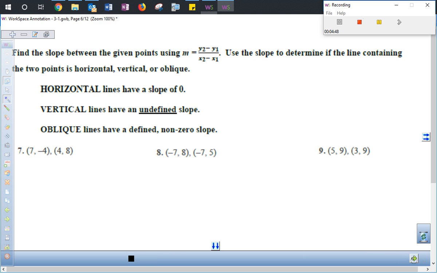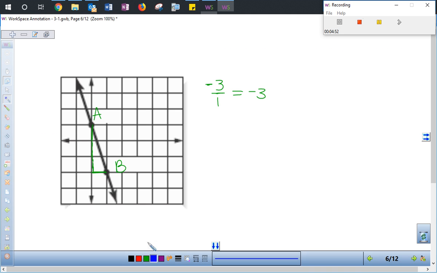Now vertical lines have what we call an undefined slope, and here's why that is. A vertical line is going to look like this right here. It'll stand straight up and down. The reason is, if this ordered pair was 4, 1, and this one right here was 4, -2, and I were to count from this one to this one, I would have to go 1, 2, 3 up, which is a +3, and 0 to the left or the right.